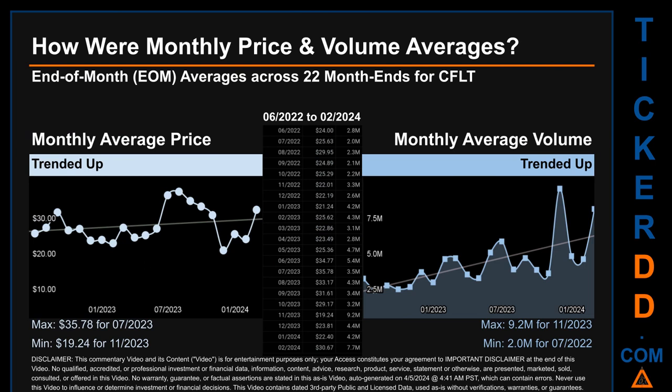The maximum end of month average price was $35.78 for 07-2023, while the minimum was $19.24 for 11/2023. Looking at volume, 11/2023 and 07-2022 respectively saw the highest and lowest monthly average volume at 9.2 million and 2 million.